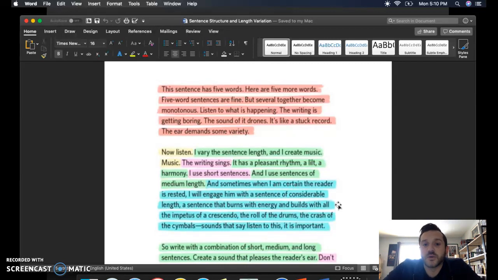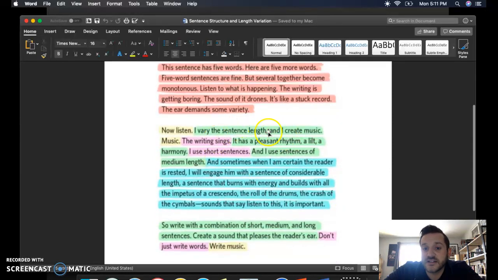This sentence has 5 words. Here are 5 more words. 5-word sentences are fine, but several together become monotonous. Listen to what is happening. The writing is getting boring. The sound of it drones. It's like a stuck record. The ear demands some variety. Now listen. I vary the sentence length and I create music.